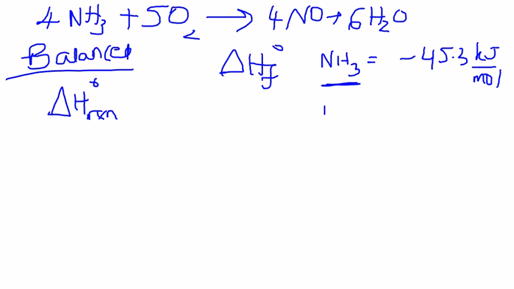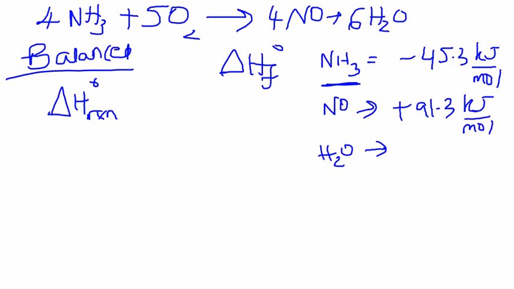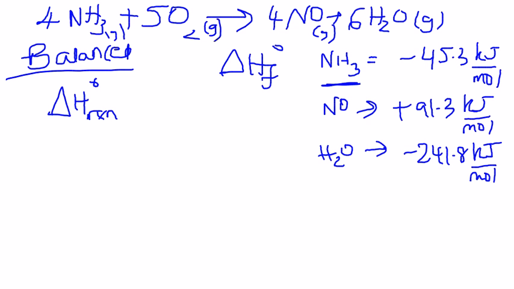For NO, the value is plus 91.3 kilojoules per mole. For water in the gas phase, we have a negative 241.8 kilojoules per mole. So this is present in the gas phase. NO is also gaseous. Everything is gaseous in this case. They haven't given me the number for oxygen, and the reason for that is because oxygen is present as an element. Anytime you have an element, the number automatically will be zero, because that's how nature made it. You don't have to actually provide the energy in or do calculation for that. So the number you're going to use for oxygen is going to be zero.